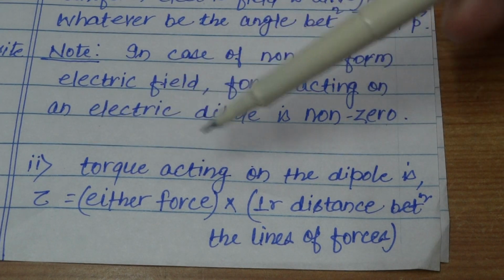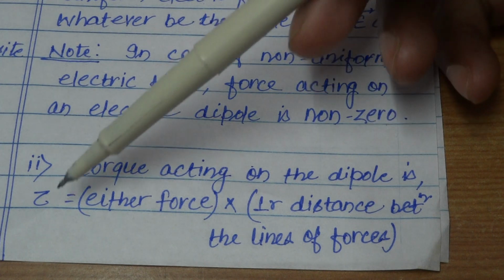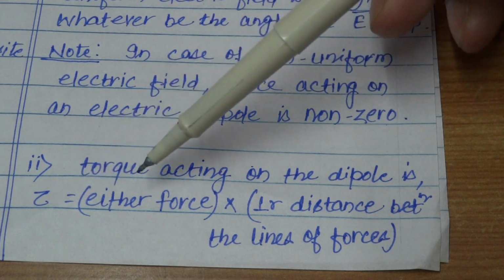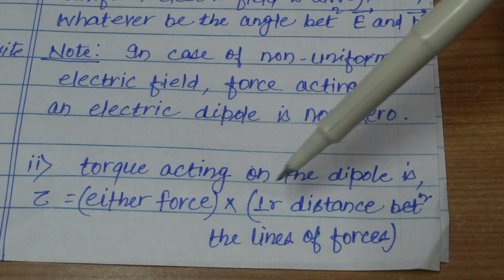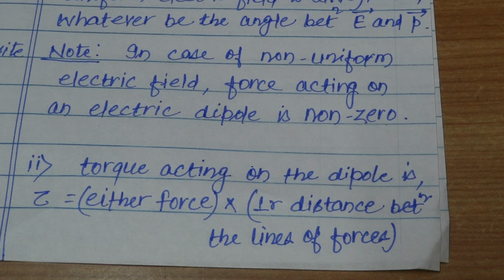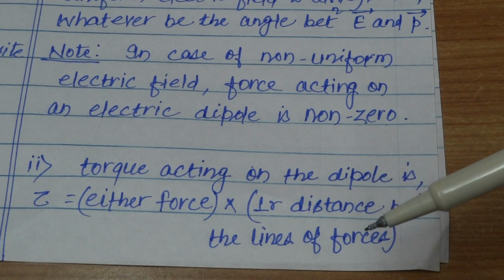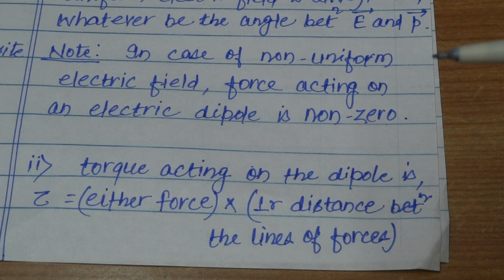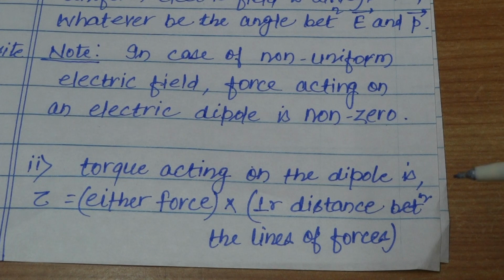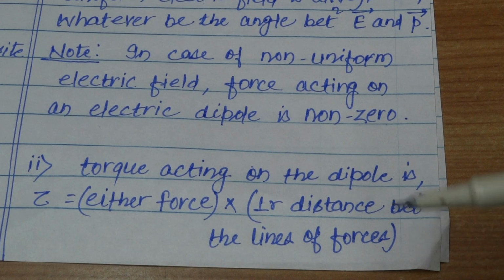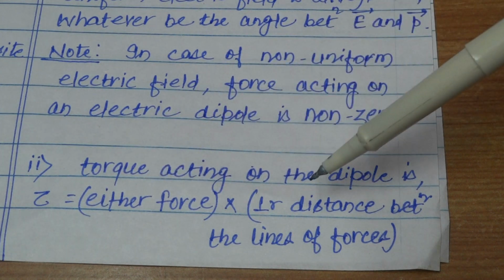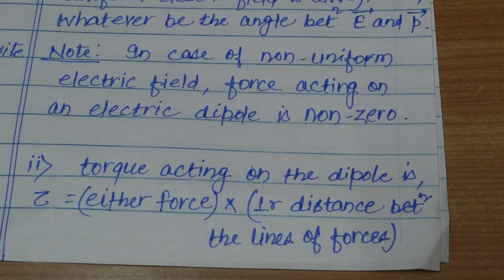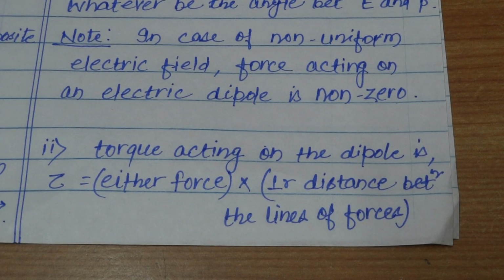So, second is the torque acting on the electric dipole. The formula for torque is one of the forces into the perpendicular distance between the lines of forces. This formula we have studied in the rotation chapter in standard 11th. If two forces are of equal magnitude but in opposite direction, then for the calculation of torque we use this formula: one of the forces into the perpendicular distance between the lines of force. So let us calculate torque using this formula.